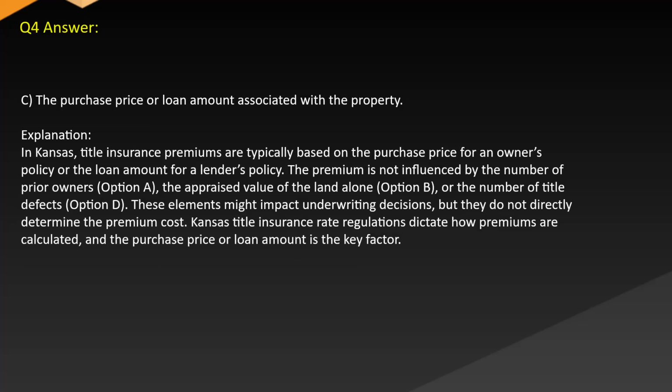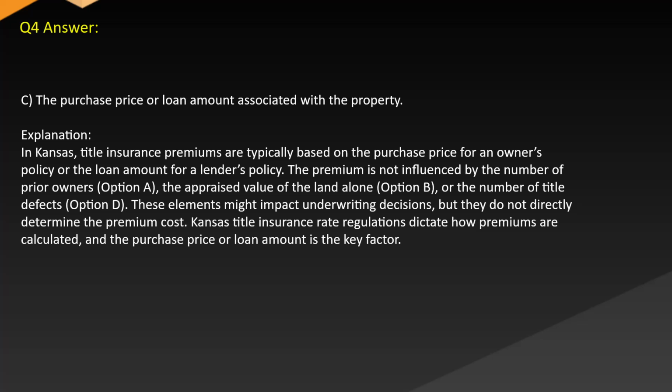C. The purchase price or loan amount associated with the property. Explanation. In Kansas, title insurance premiums are typically based on the purchase price for an owner's policy or the loan amount for a lender's policy. The premium is not influenced by the number of prior owners, option A, the appraised value of the land alone, option B, or the number of title defects, option D. These elements might impact underwriting decisions, but they do not directly determine the premium cost.